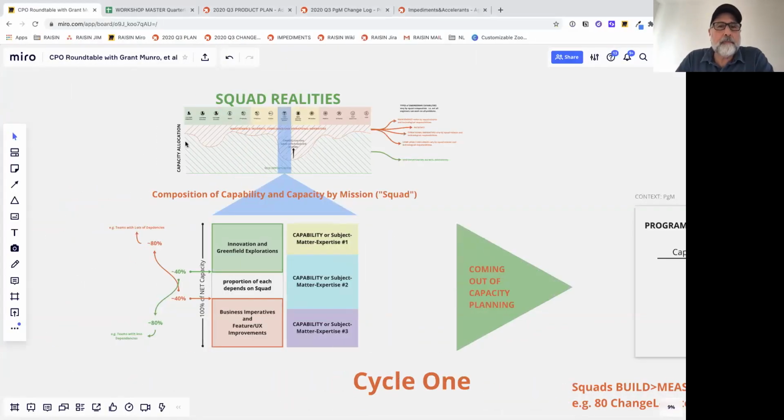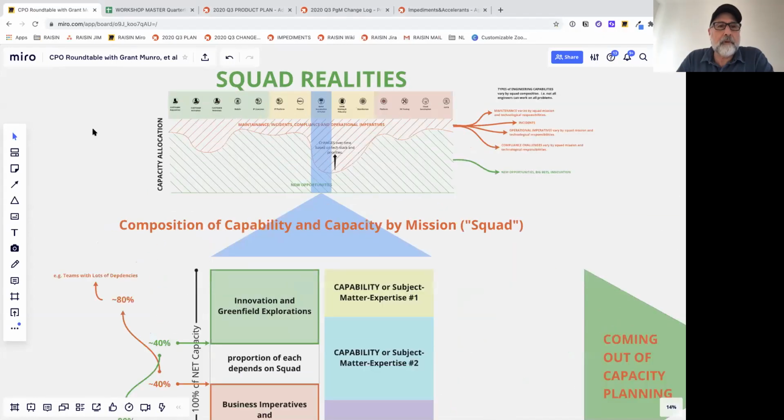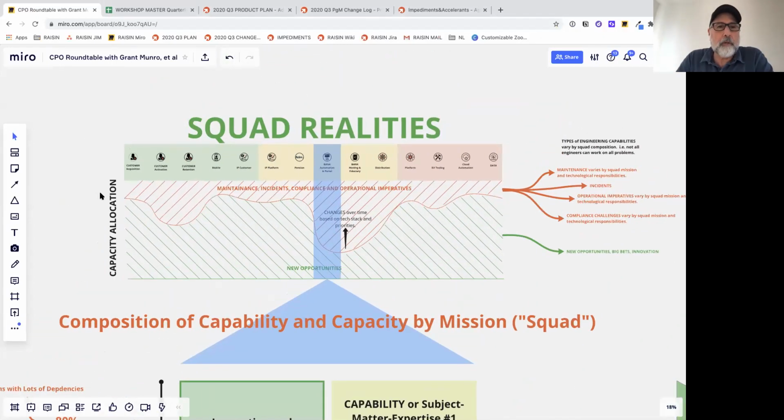We'll start with what I call squad realities. Raisin went from like 3 squads to now, I think it's 12 or 13. I haven't counted it actually recently. And each of these squads has an idiosyncratic, let's call it a histogram of capabilities and capacity, right? So they each have a different mission. And so they're comprised of a different group of back-end and front-end engineers with different skill levels and different subject matter expertise and so forth.